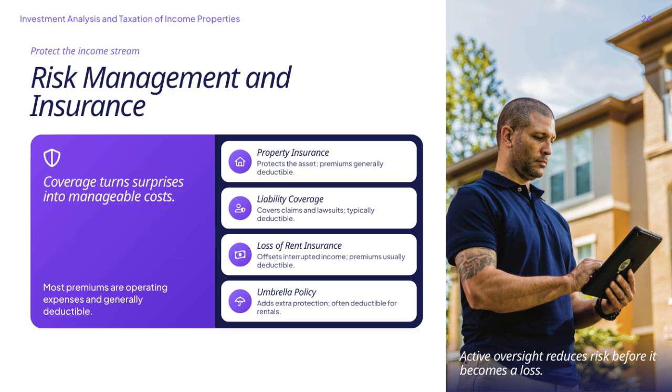Loss of rent insurance is designed to offset income interruptions if your property becomes uninhabitable or vacant due to a covered event. Like other insurances, premiums for loss of rent insurance are generally deductible. Then we have umbrella policies, which add an extra layer of protection beyond your standard liability limits. These are often deductible for rental properties and can be invaluable in safeguarding your investments against significant claims. Finally, active oversight and management are essential in reducing risks before they turn into losses.